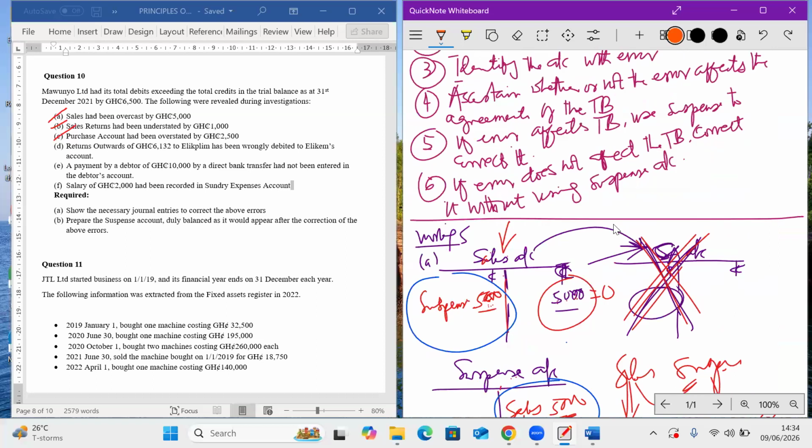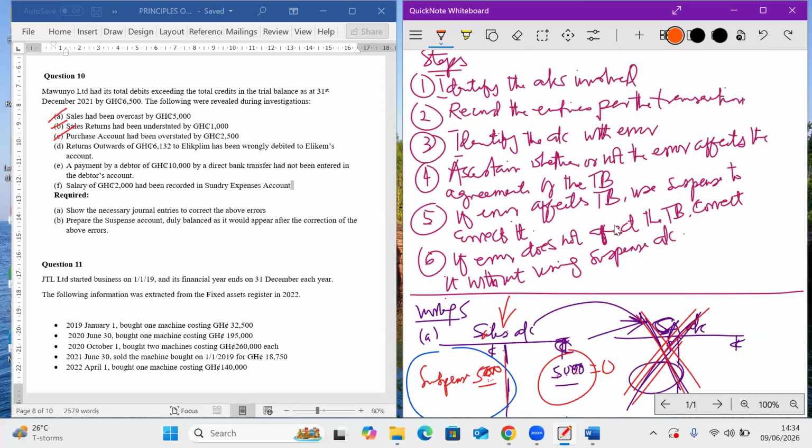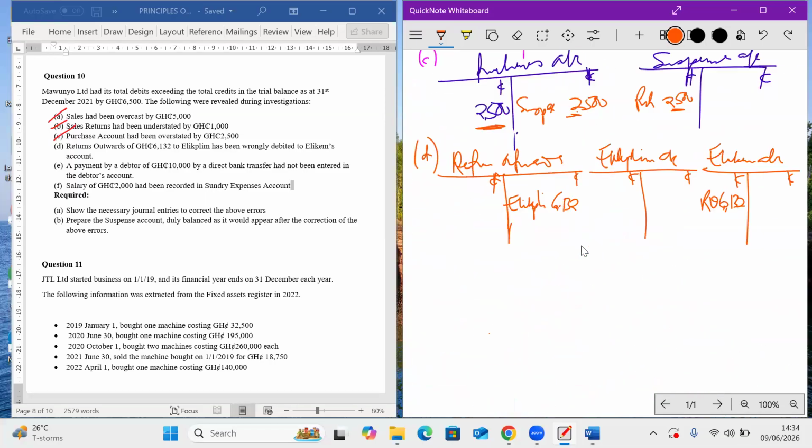Let's go back to our steps. What's the next step? Step 3. Identify the account with error. So which account or accounts have the error? Elichem's account. Why is Elichem's account having an error? Because the money wasn't supposed to be there.